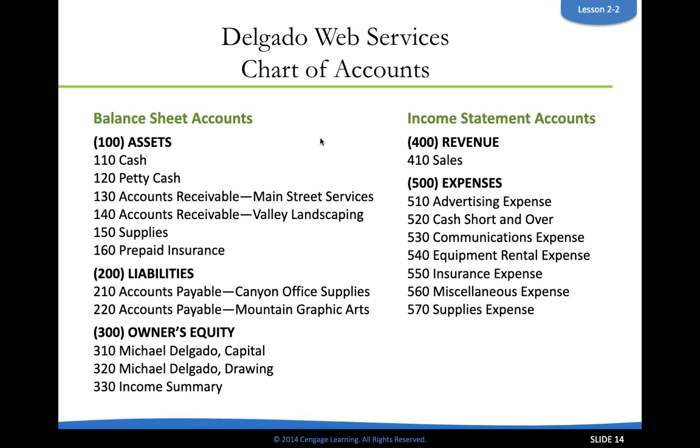But just look at some of these different account names. We have cash, sounds familiar, petty cash, made for maybe smaller transactions, different types of accounts receivable, supplies, prepaid insurance, different types of liabilities accounts, accounts payable. And owner's equity, which has Michael Delgado, a capital account, a drawing account, which he would make withdrawals from, income summary, sales and revenue. So this is just a small example. Like I said, a really big business might have up to 50 to 100 accounts for sure, maybe even more.